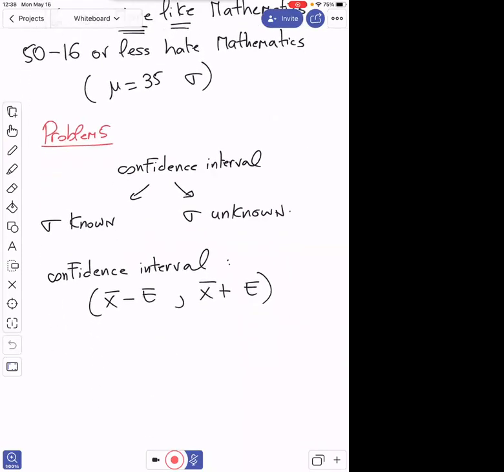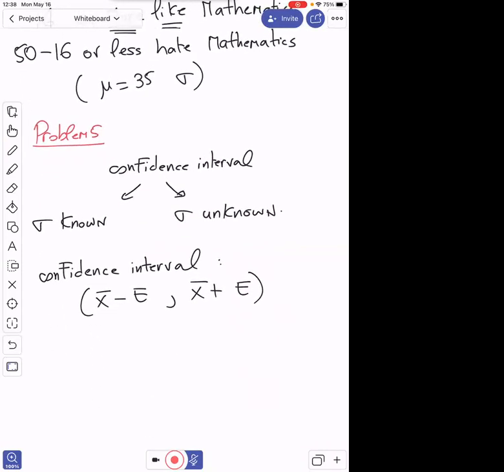So X bar is of course given in the problem. It says X bar is $6.90. All right, that's given. Now the problem is to find this E, the error E. You need to compute this error E. To compute this error E, there are two cases. It depends on if sigma is known or unknown.